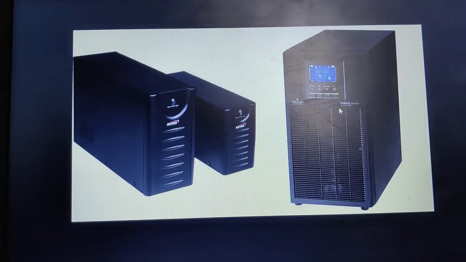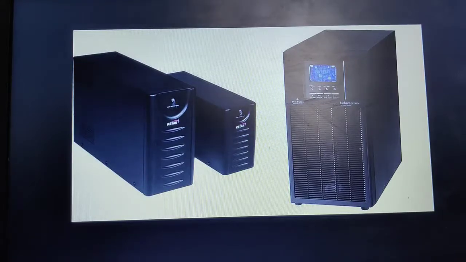Usually this online UPS is quite costlier compared to the offline UPS or the standby UPS. For a personal computer with a color monitor of 15 inches, it usually requires about 500 volt-amps, that is 500 VA. That much capacity of online UPS we need. Or if we have up to a 17 inch PC, then a UPS of at least 600 volt-amps we require.